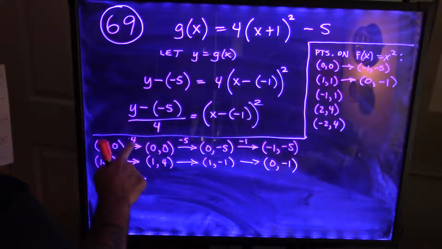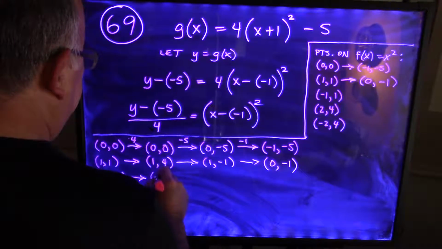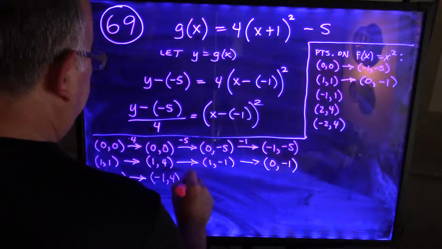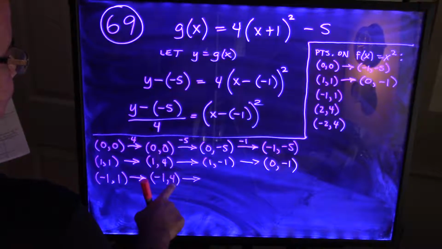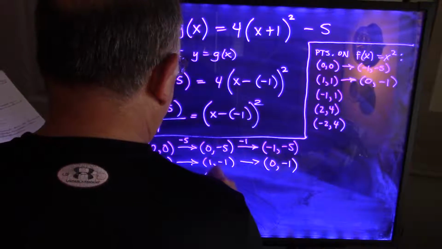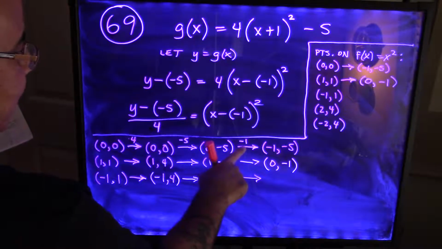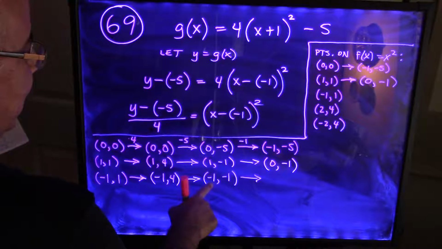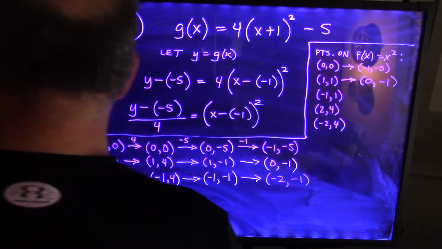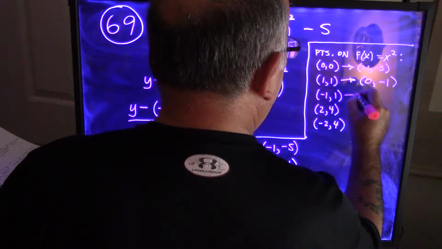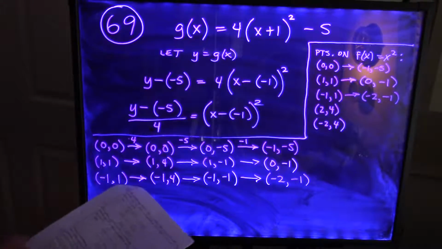Anyway, we've got to multiply 4 times the y coordinate. So you're going to get -1, 4. Okay, now you add -5 to the y coordinate. So you're going to get -1 there. So -1, -1. And then you're going to add -1 to the x coordinate. So that becomes -1 minus 1 equals -2. So we have -2, -1. Alright, that's what happens to -1, 1 on the original.